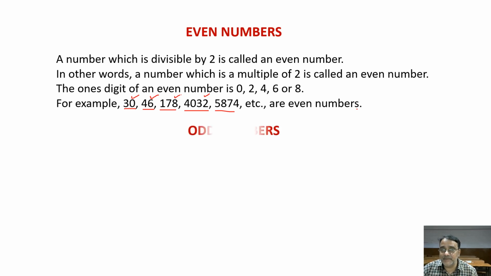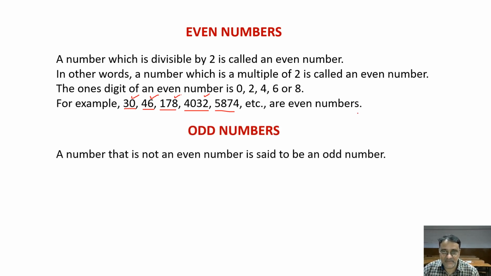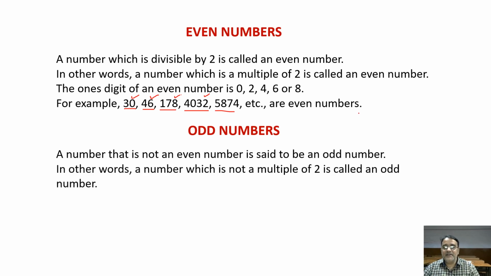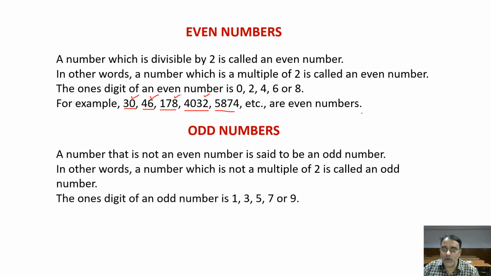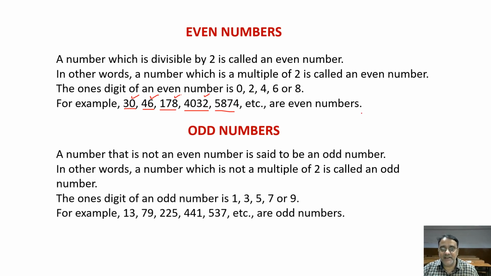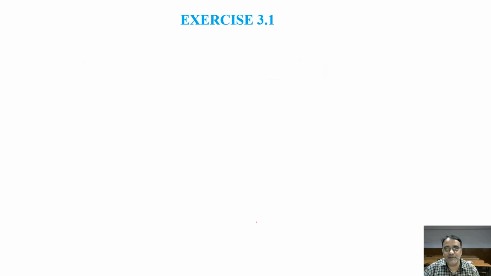Now coming to odd numbers, which is not divisible by 2, or the numbers which are not even. ठीक है, a number which is not a multiple of 2, that is called an odd number. So ones place digit में सारे odd numbers रहेंगे, 1, 3, 5, 7, 9. उसको हम लोग odd number बोलेंगे. Example, 13, 79, 225, 441, 537, etc. are odd numbers.